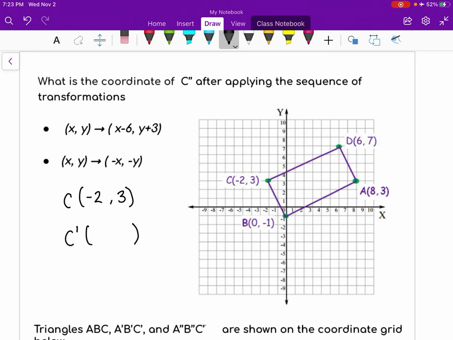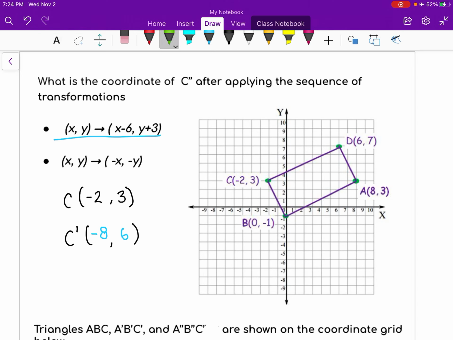In order to find C prime, we need to follow the rule that we're given. So the first algebraic description that we're given is x minus 6, y plus 3. And that means exactly what you see here. We're going to take the x coordinate, -2, and subtract 6 from that. So -2 minus 6 gives us -8. Then we're going to add 3 to the y coordinate. 3 plus 3 is 6. So the result of the first transformation is -8, 6.